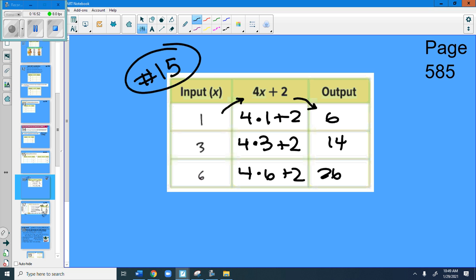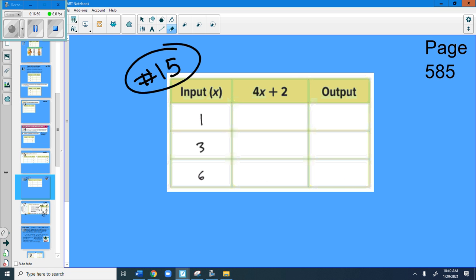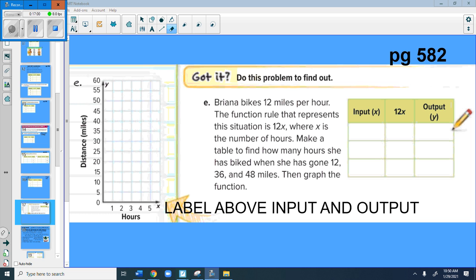Okay? Last one, pencils down for a second, actually. You don't need to write anything. Last problem we're going through. Follow along if you want to follow along on page 582. You don't need to write anything, but if you want to follow along on there with your eyes instead of up here, you can. Brianna bikes 12 miles per hour. The function rule that represents this situation is 12x.